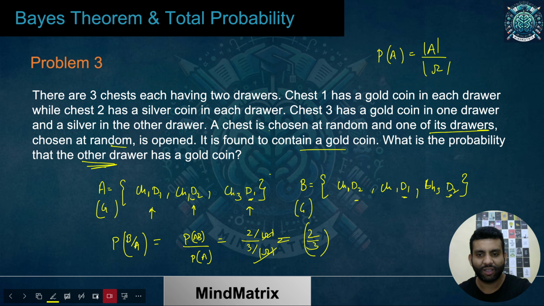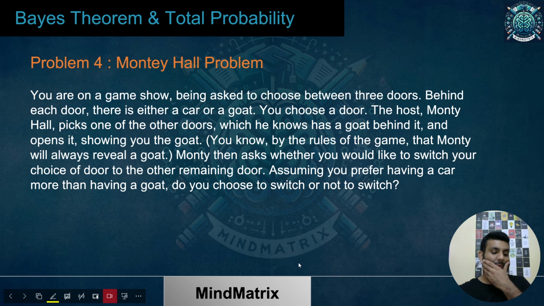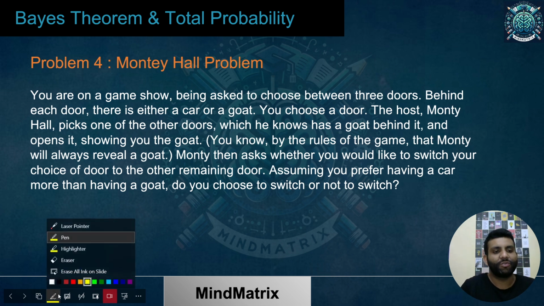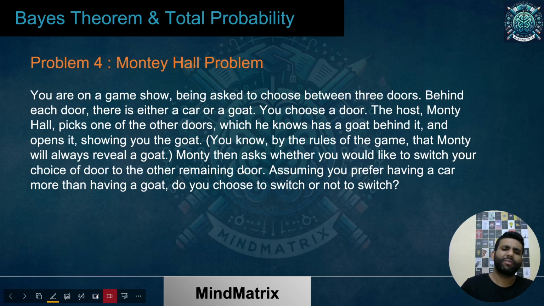I guess it's already 44 minutes. So now we have the next problem. Let's see that. This is the Monty Hall problem, the standard problem, very interesting. I'll give you in brief what exactly the problem is, and then we'll solve it. The problem is something like this.